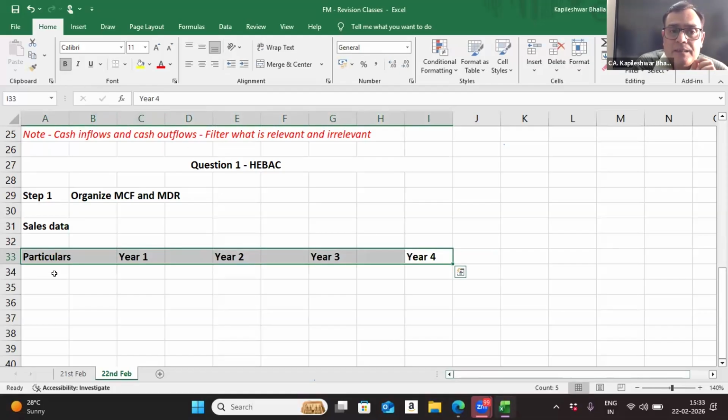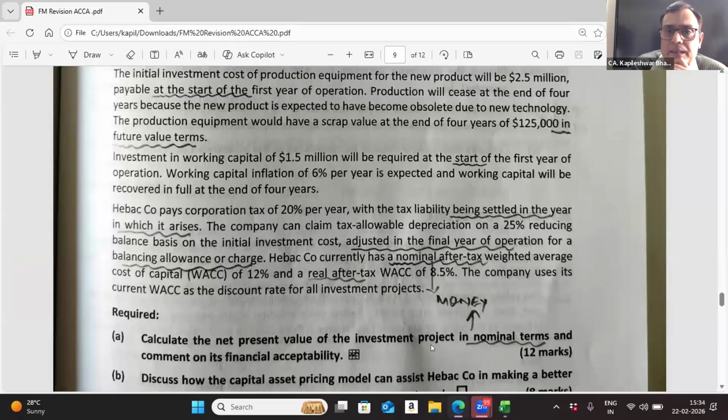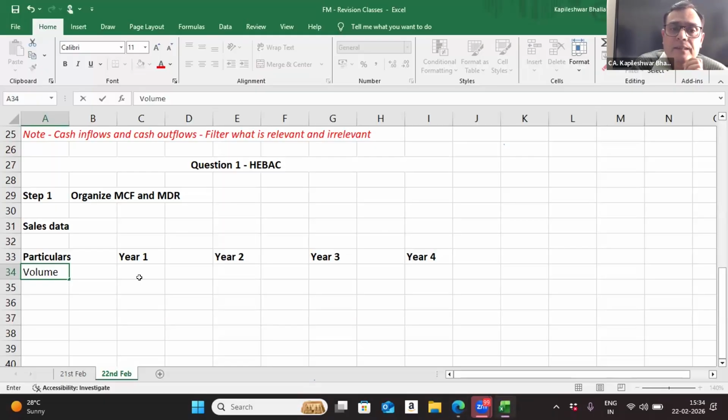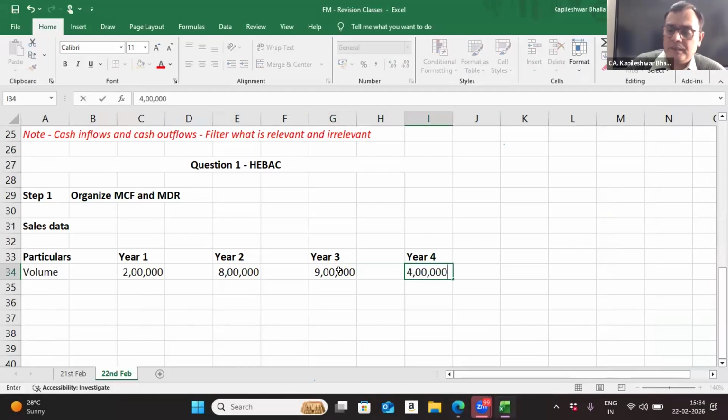As far as the sales data is concerned, let me first organize the volume, that is the units. So we first copy the volume data. If you look at the volume data in the question, I am given 2 lakh, 8 lakh, and then 9 lakhs and 4 lakh. So this is the sales data with me.